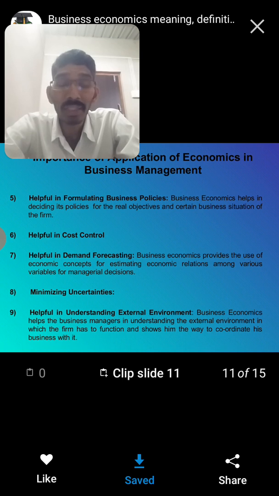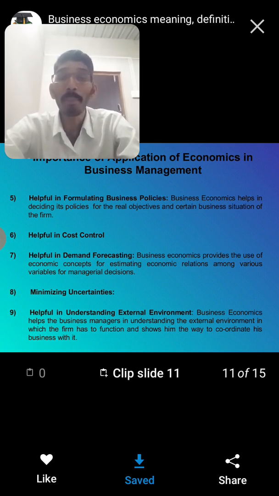It is also helpful in understanding the external environment. Every businessman must know not only the internal environment of the firm, but also needs extra knowledge about the competitive business environment or field. How can we maintain our company and move toward the success of the firm? That's why understanding the external environment is an importance of business economics. So these are the importances of business economics.